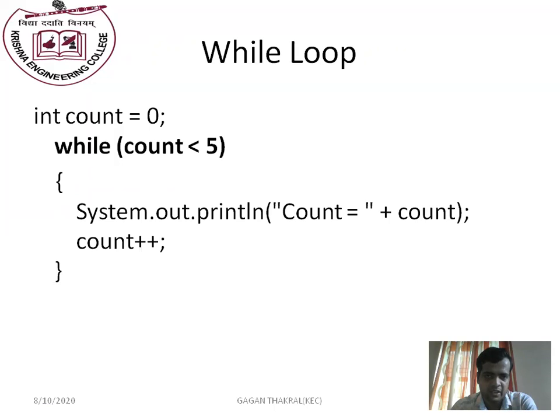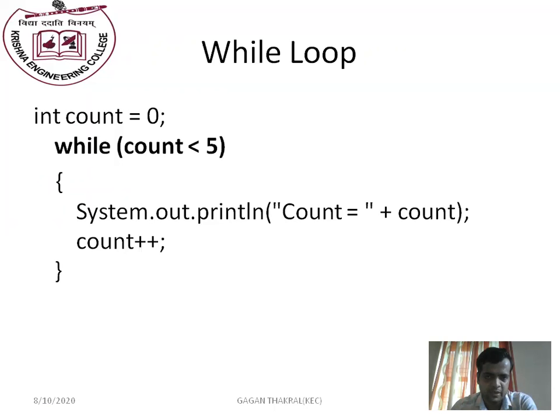0 is less than 5. Condition is true. Count prints 0, and then it will do increment and count becomes 1. 1 is less than 5. It will print 1. And then 1 is incremented by 1 and it will become 2.